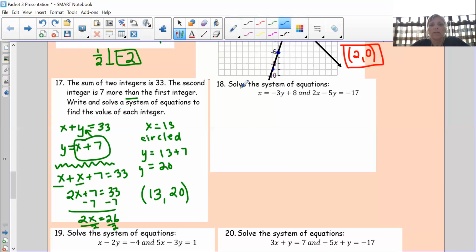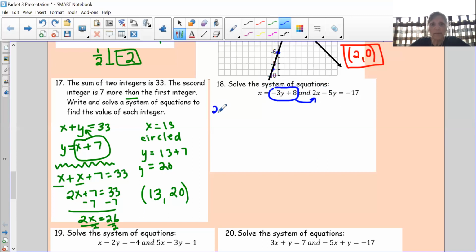Change color. Solve the system of equations. I'm going to look at it and say, what do I want to do? Do I want to substitute or do I want to eliminate? So whenever I see x equals here, I'm going to say I'm going to substitute. Now where I'm going to put this, I'm going to put it in place of x. So I'm going to put it right there. 2 parentheses, all this, and then minus 5y equals negative 17.